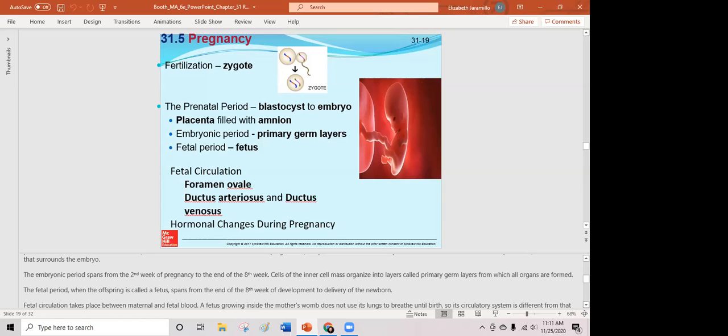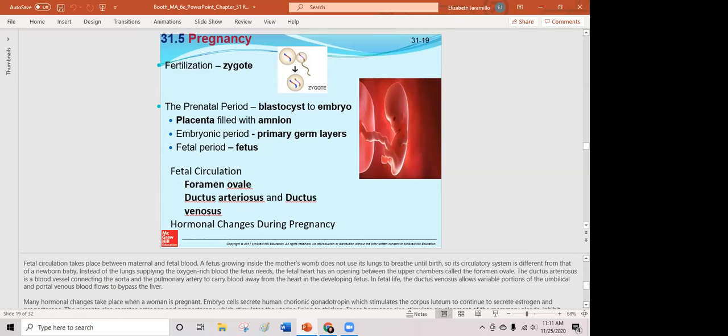The fetal period, when the offspring is called a fetus, spans from the end of the 8th week up until delivery of the newborn, right? So the 8th week on up until delivery is considered the fetal period. Between the 2nd and the 8th week is called the embryonic period, okay?